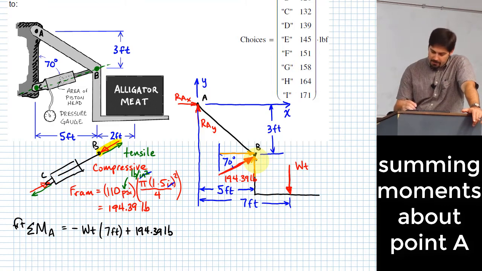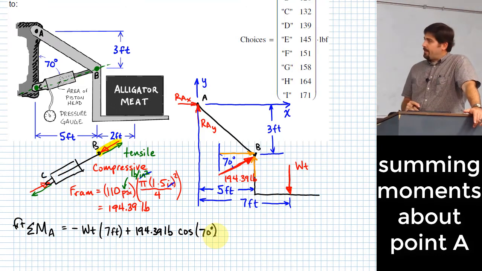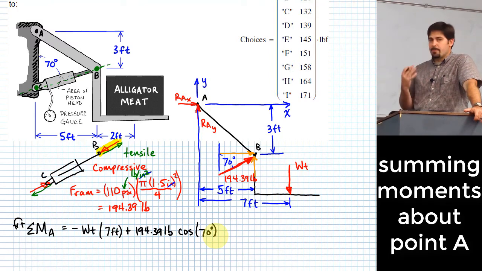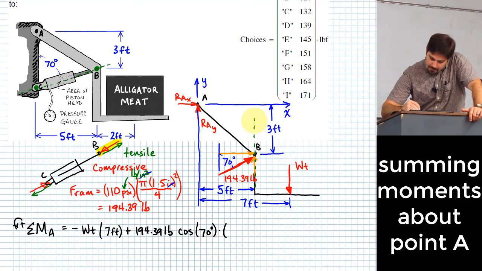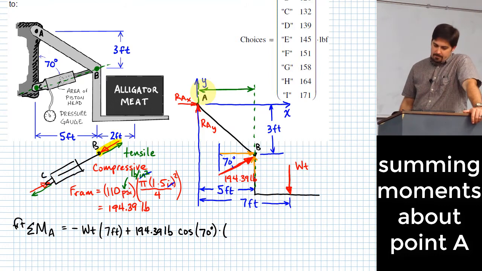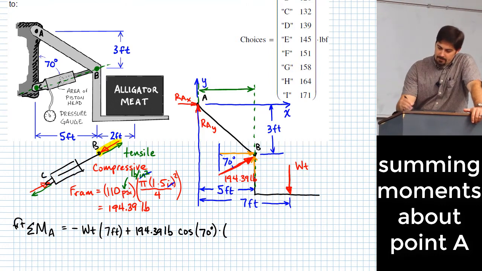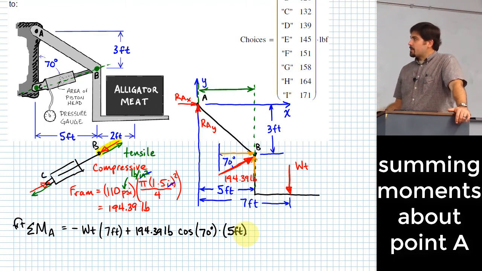Okay. I do want the cosine function. Why cosine? Yeah, it's the adjacent component, okay? So that much of the expression there, 194.39 pounds times cosine 70 degrees, gives me my vertical component. Then what do I do? Multiply it by, okay? I need the distance from that line of action of the vertical component to point A, right? I need that distance. Which is what? 5 feet, right? And that takes care of the vertical component.